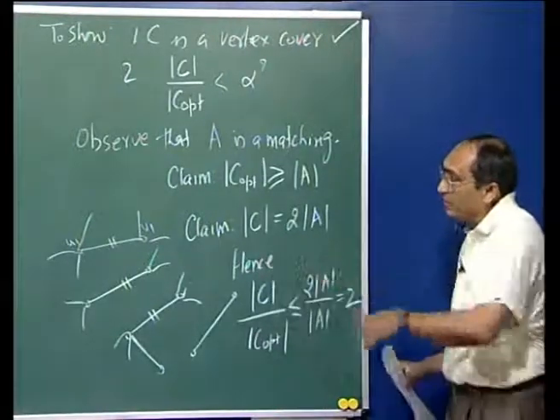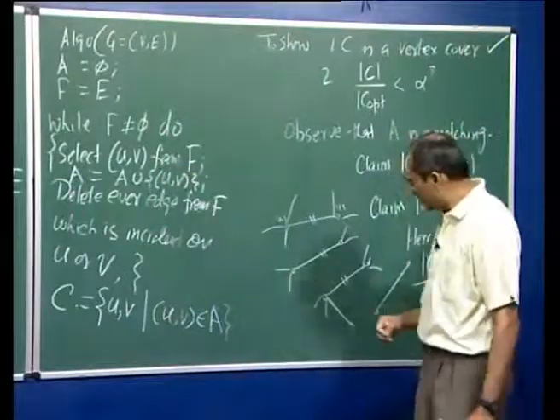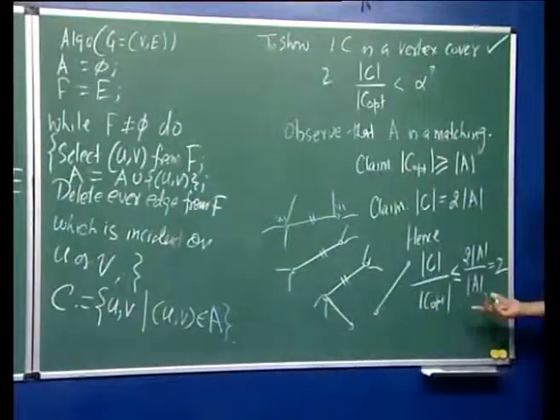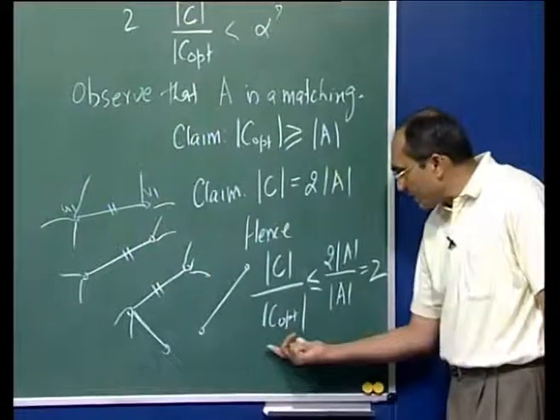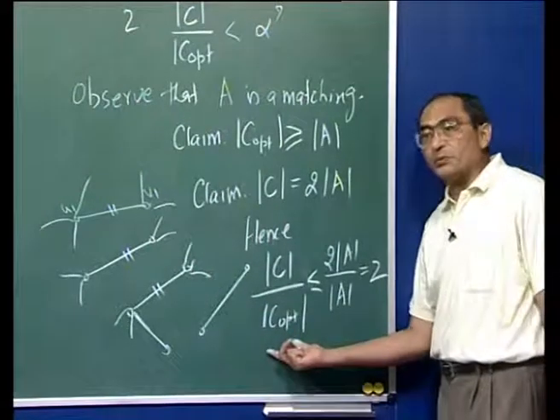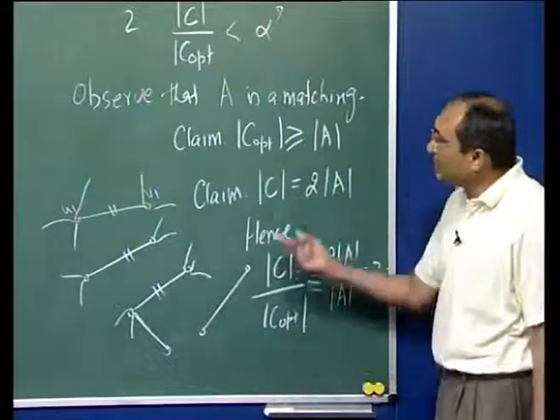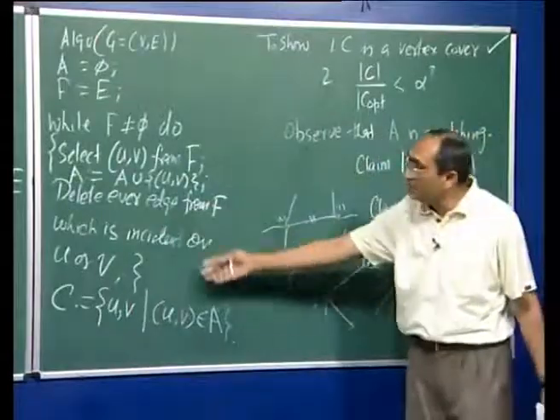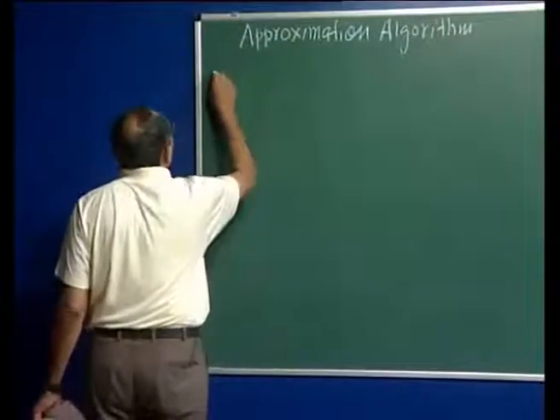It does not matter how we select the edges from F. So, this is a very simple example of how easily I can perform this task of computing a cover which is no more than twice the optimum. While optimum takes an enormous amount of time, this is a very simple polynomial time algorithm. Okay, so now let us look at a second example.